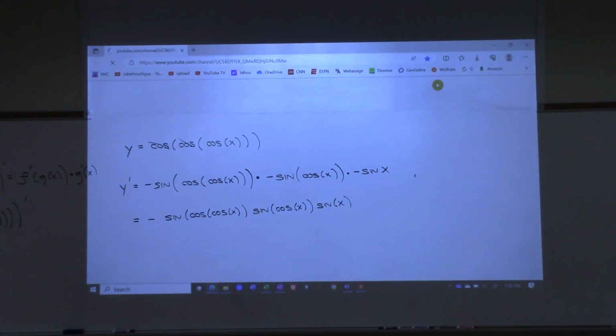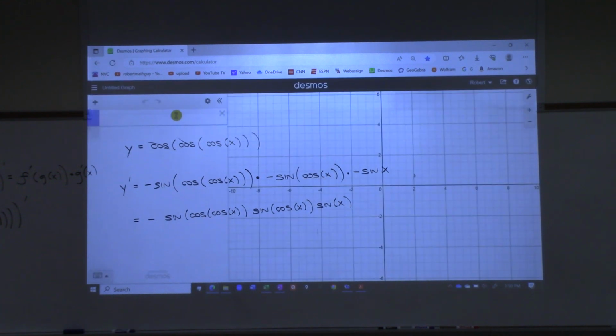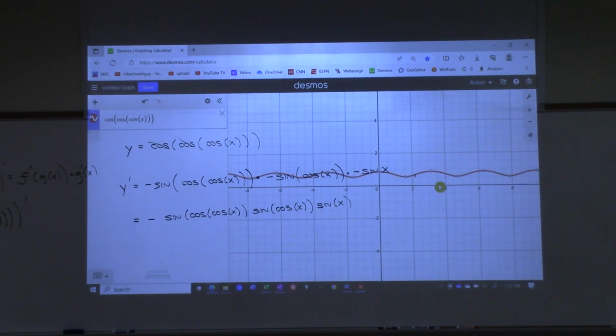Let's go to Desmos and see, just curious what cosine of cosine of x looks like. Oh, it's actually kind of boring, isn't it? Not as interesting as I hoped it would be. All right, I just wanted to see it, that's all.